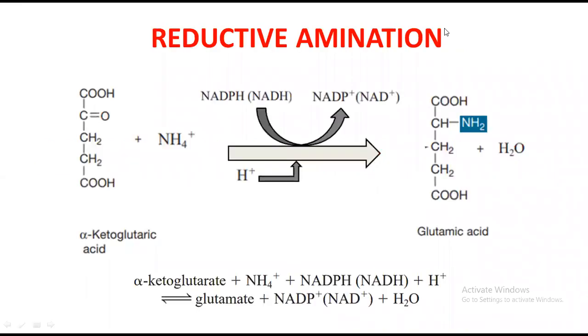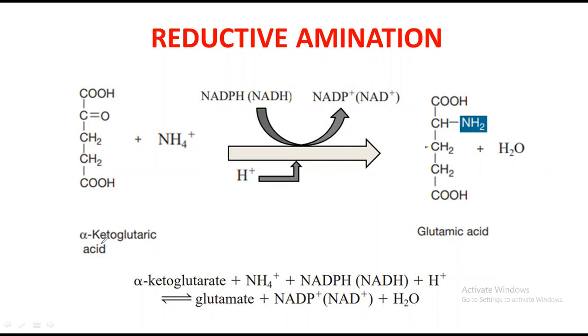Ammonia incorporation. If ammonia is present in the atmosphere, how will bacteria or other microorganisms use this ammonia and incorporate it into the backbone of the amino acid? This is a very simple chemical reaction, and it is known as reductive amination. Okay, reductive amination. So what happens?